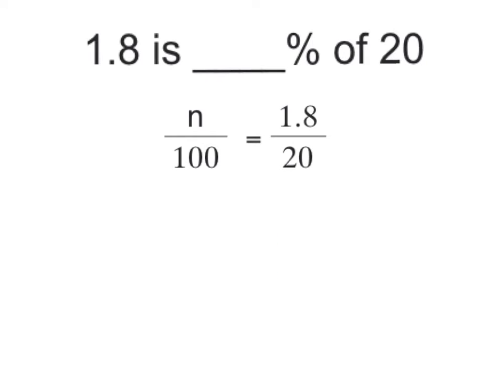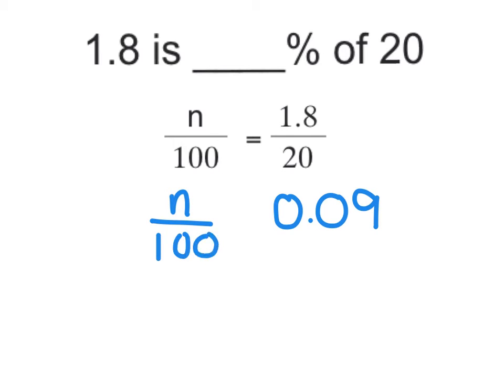To figure out what 1.8 is as a percentage out of 20, we're going to try to isolate our variable of n to solve this equation. So first thing I'm going to do is convert my 1 8/10 out of 20 to a decimal, which is 9 hundredths. And then I keep my fraction that I'm trying to figure out my percent.